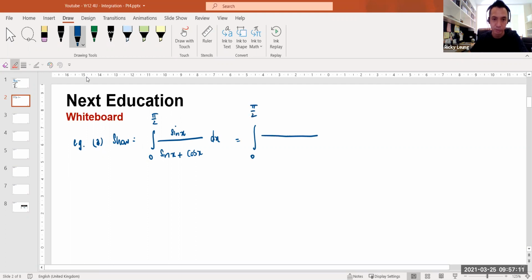Can you see 0 to pi on 2, 0 to pi? The limits are the same. That usually is a good giveaway that you're going to be using that special case, right? And then sine x plus cos x dx. So that's part A. It leads you into part B. So for part B, it goes: hence evaluate the integral from 0 to pi on 2 of sine x on sine x plus cos x.